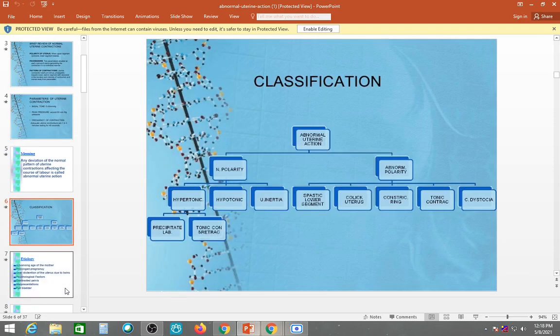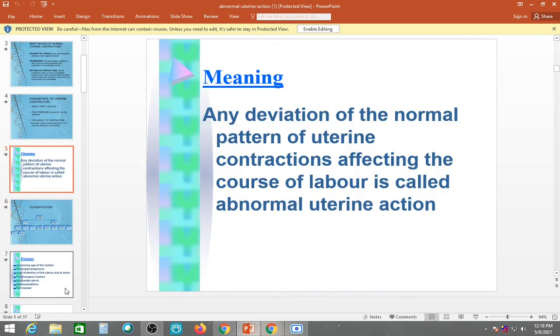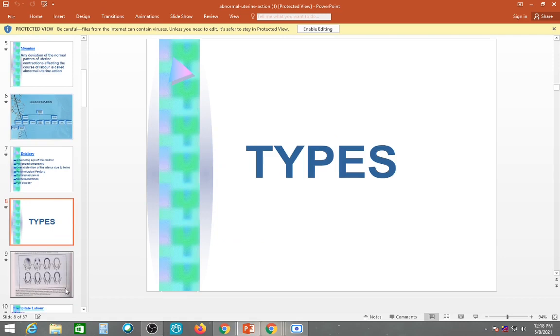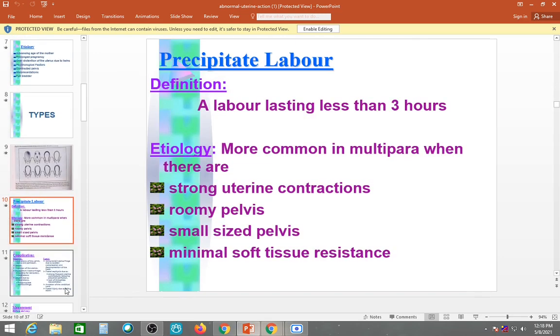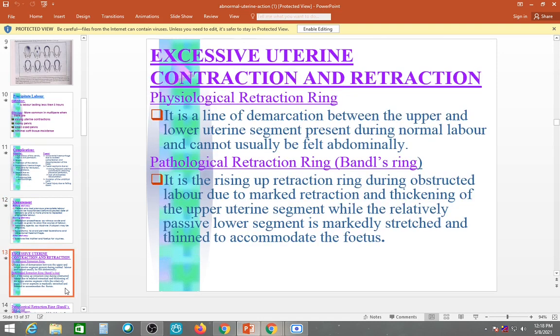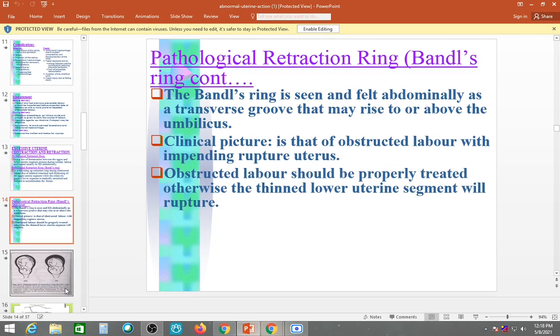Okay, then let's continue. We already discussed what precipitate labor is, its complications and the management of precipitate labor. Then we already discussed excessive uterine contraction, retraction ring, and Bandl's ring.